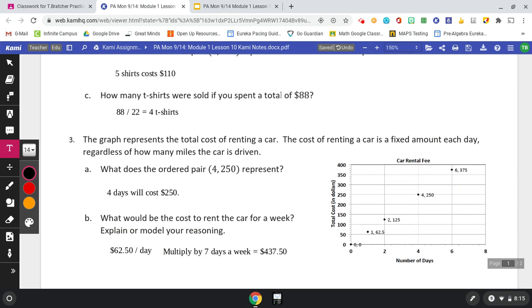So think about the difference between if I have my y value versus the x value, whether or not you're going to multiply or divide. If I need my y value, I multiply, which is right here. If I need my x value, I will divide by the constant. So if I need my y, I multiply. If I need my x, I divide.